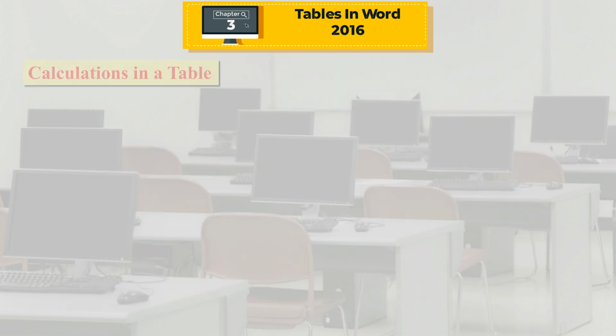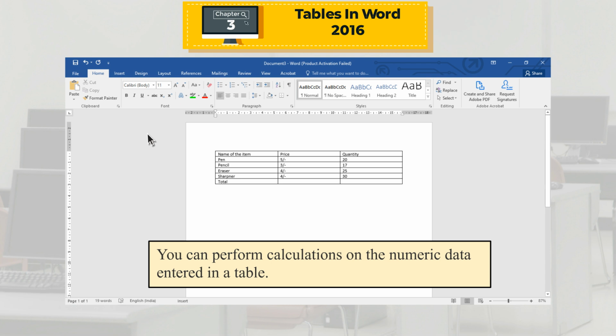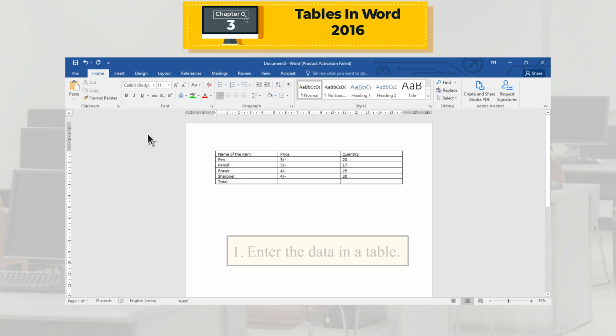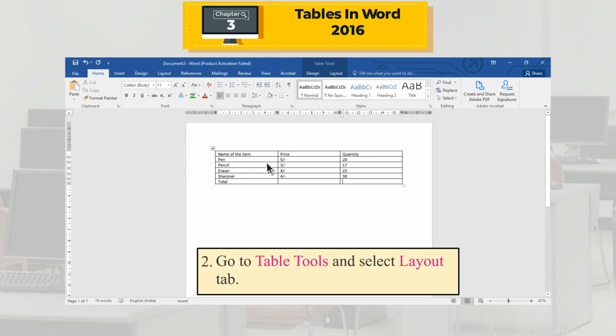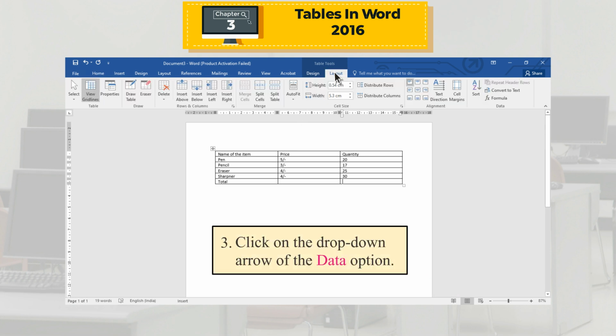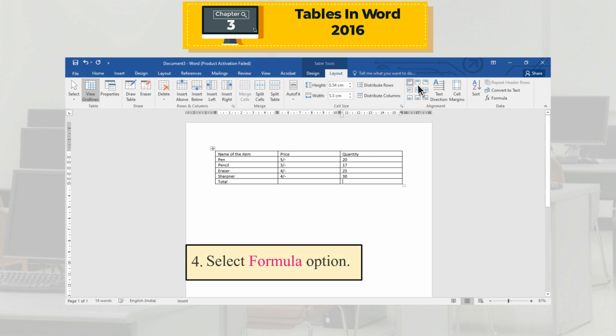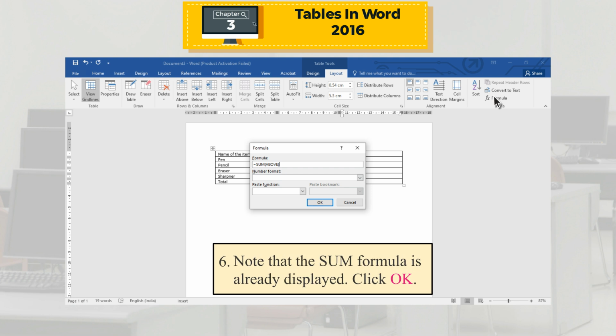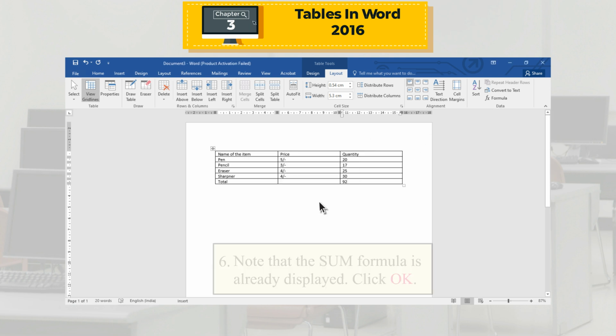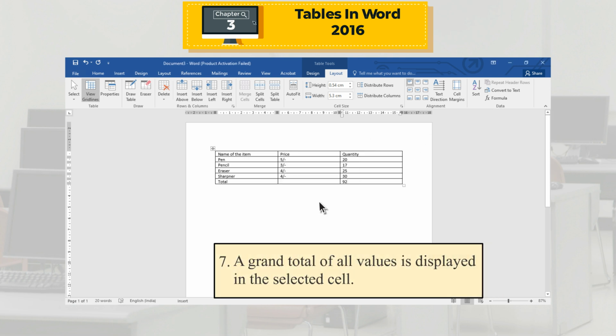Calculations in a table. You can perform calculations on the numeric data entered in a table. 1. Enter the data in a table. 2. Go to Table Tools and select Layout tab. 3. Click on the drop-down arrow of the Data option. 4. Select Formula option. 5. A formula dialog box comes on the screen. 6. Note that the sum formula is already displayed. Click OK. 7. A grand total of all values is displayed in the selected cell.